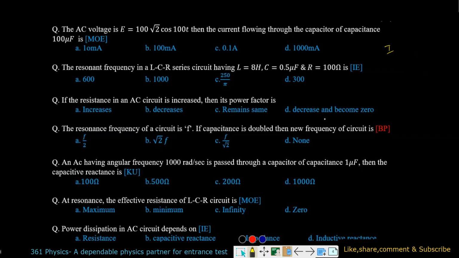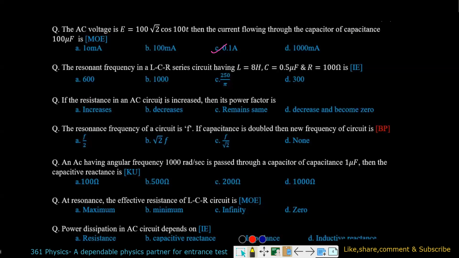Okay, let us move on to another one. Let me just write the correct answer for this. Next, the resonance frequency in an LCR circuit is this one. All these things are given to you. You just need to put the values of L, C, and R, then obviously we are going to get the value of resonance frequency. I did not do the calculation. You can easily do it with your calculator.